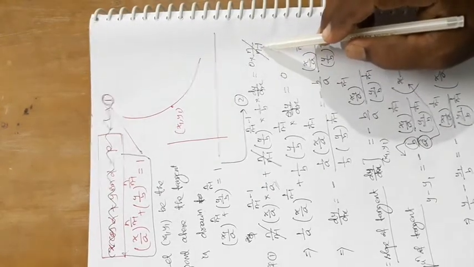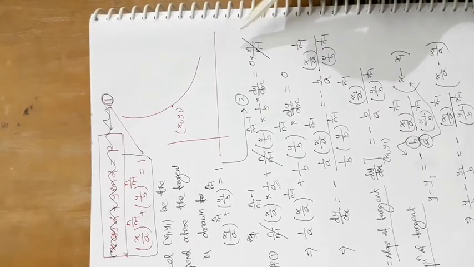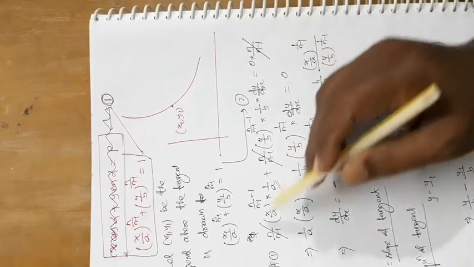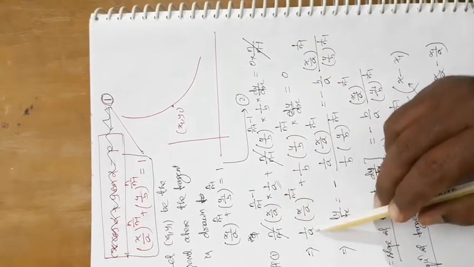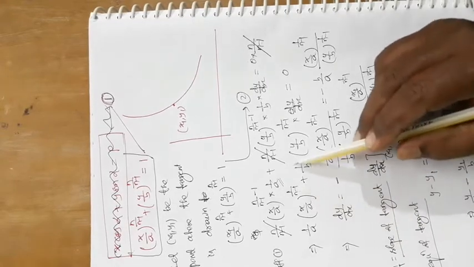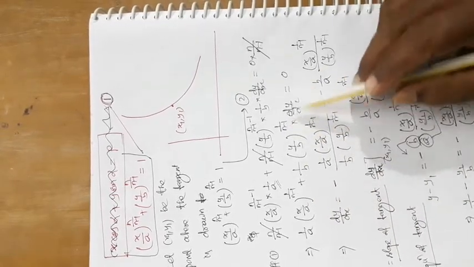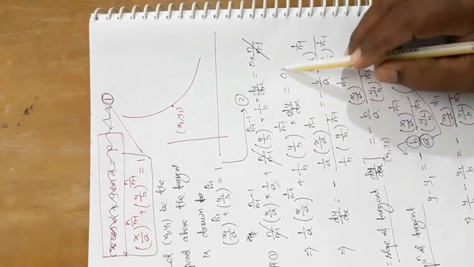Now, we can make a cancellation of n by n minus 1 from every term. Now you get 1 by a (x by a) to the power 1 by n minus 1, plus 1 by b (y by b) whole to the power 1 by n minus 1 into dy by dx is equal to 0.